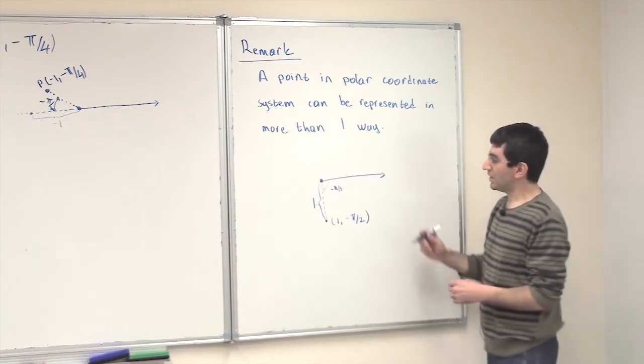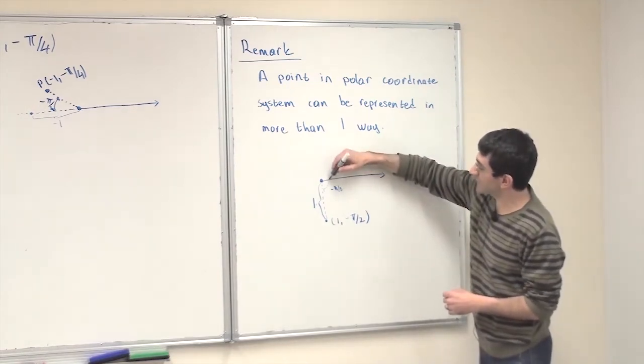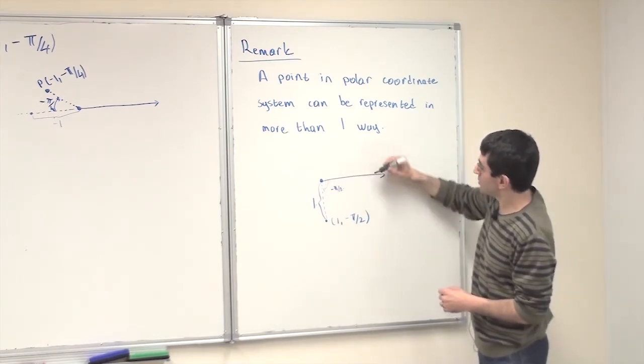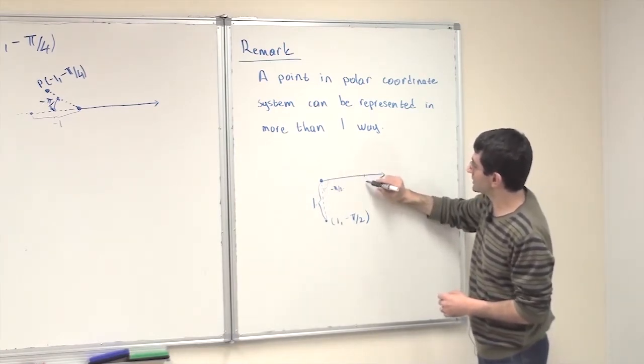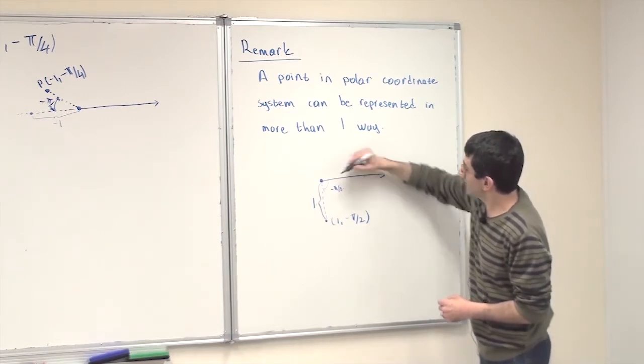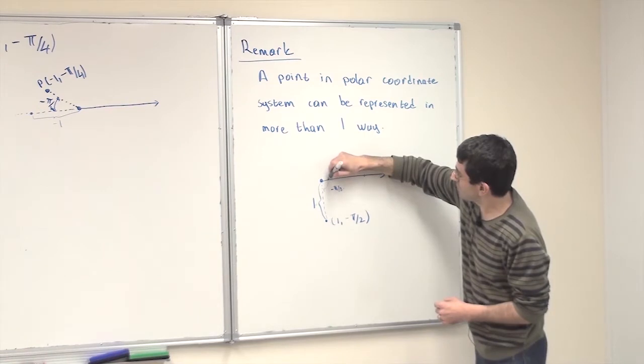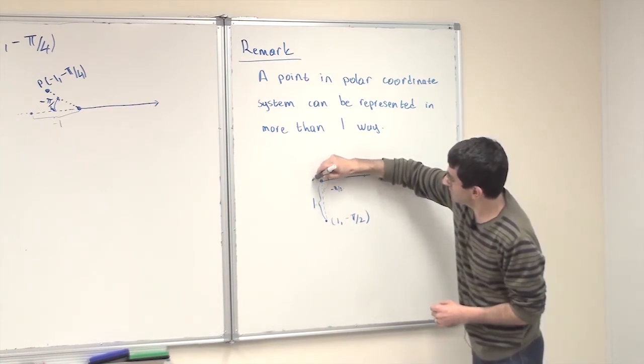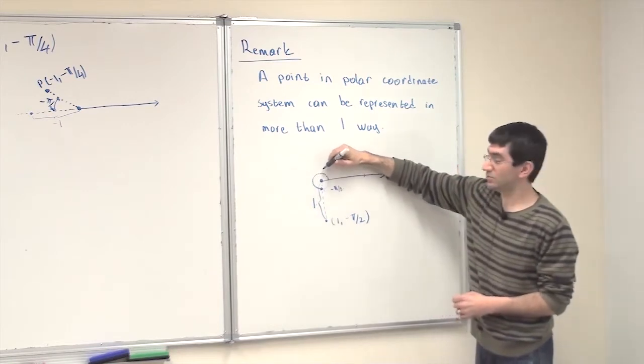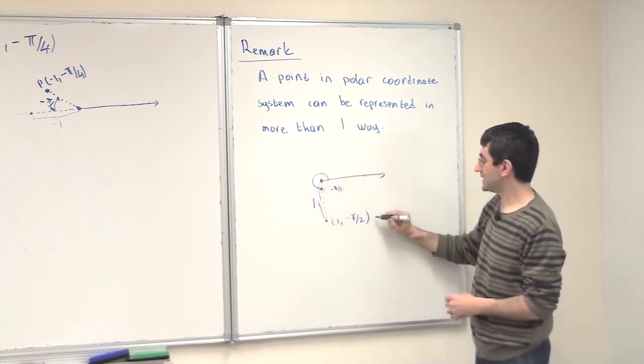For example, if I decide to rotate in the counterclockwise direction, so I choose distance 1 and I rotate this distance in the counterclockwise direction by an angle of 3 pi over 2, and then I find the same point.